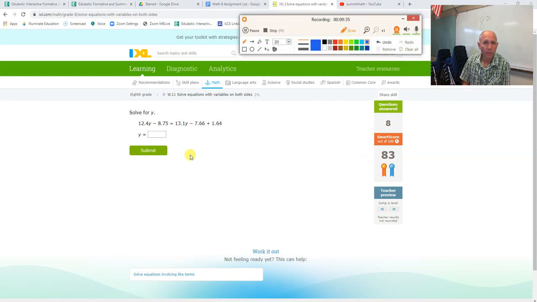So here, before I even rewrite it, I'm going to simplify this chunk of it right there. So I'm going to have 12.4y minus 8.75 equals 13.1y, and then whatever that is. So negative 7.66 plus 1.64, so negative 6.02.